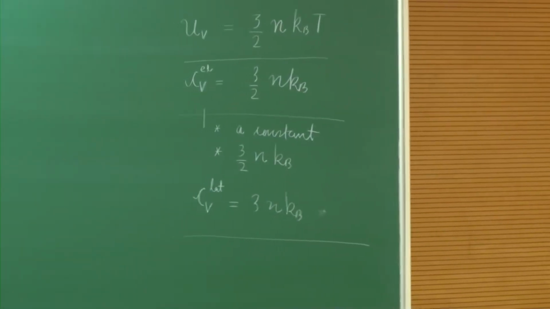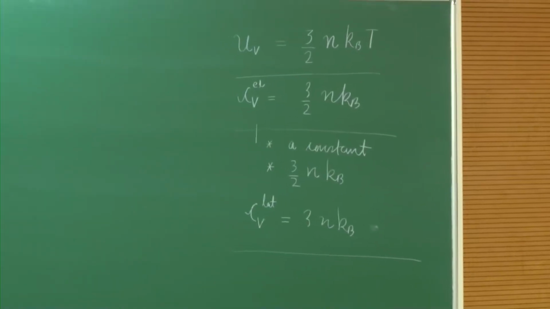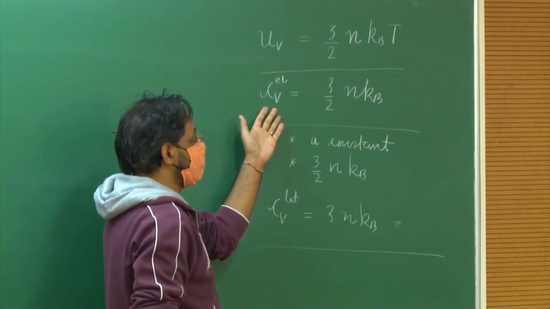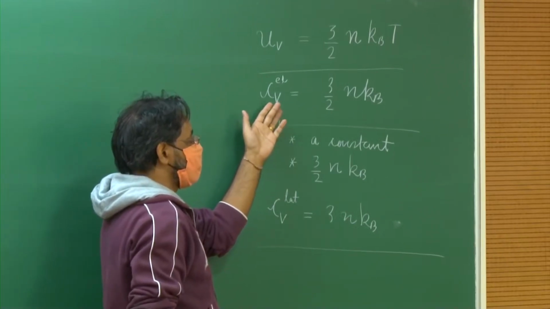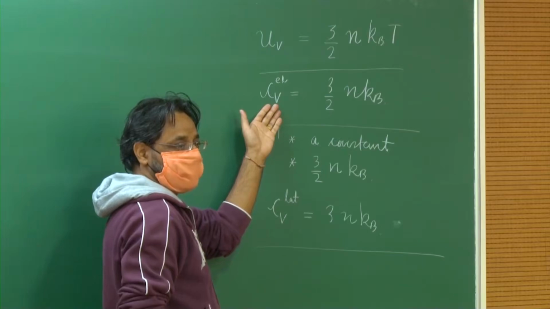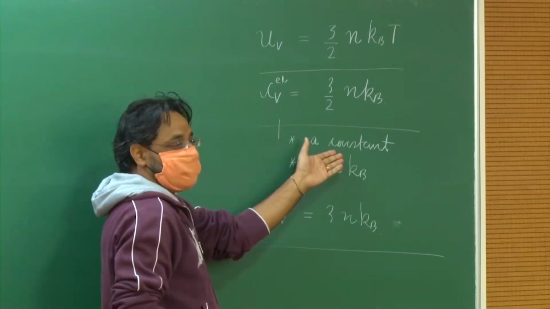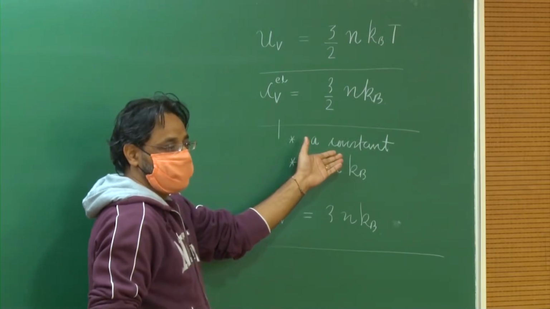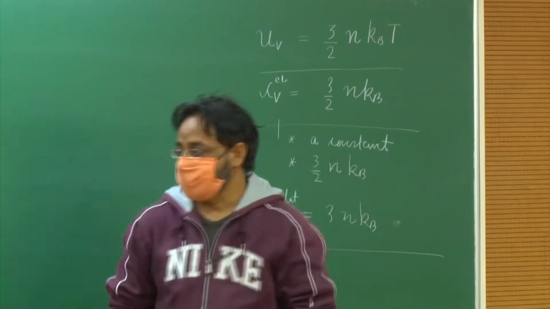That problem has to be fixed. The specific heat of electrons is very small, even at room temperature. And the second problem is that the specific heat of electrons in a metal is not a constant. It depends on temperature, and depends linearly on temperature. So these two problems need to be fixed.